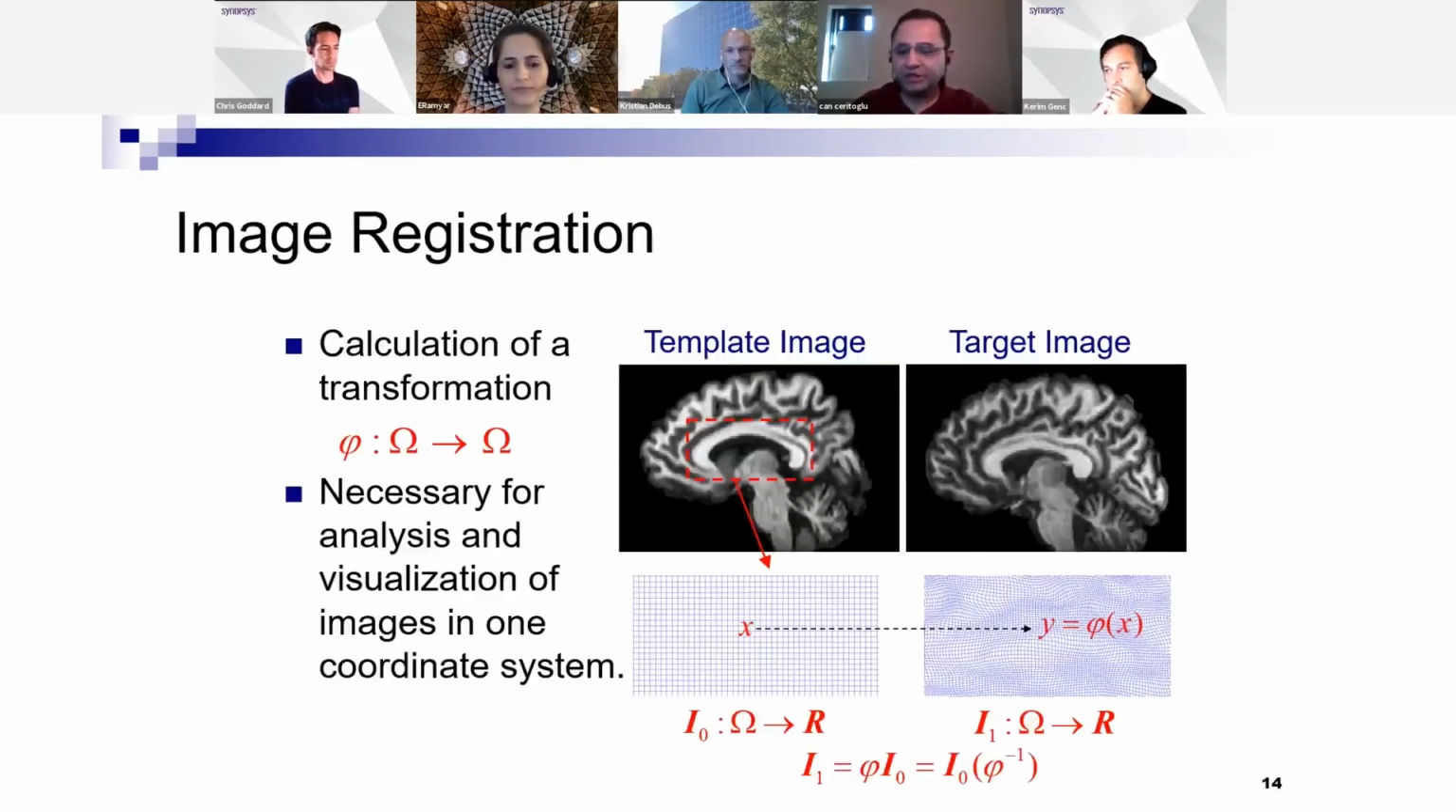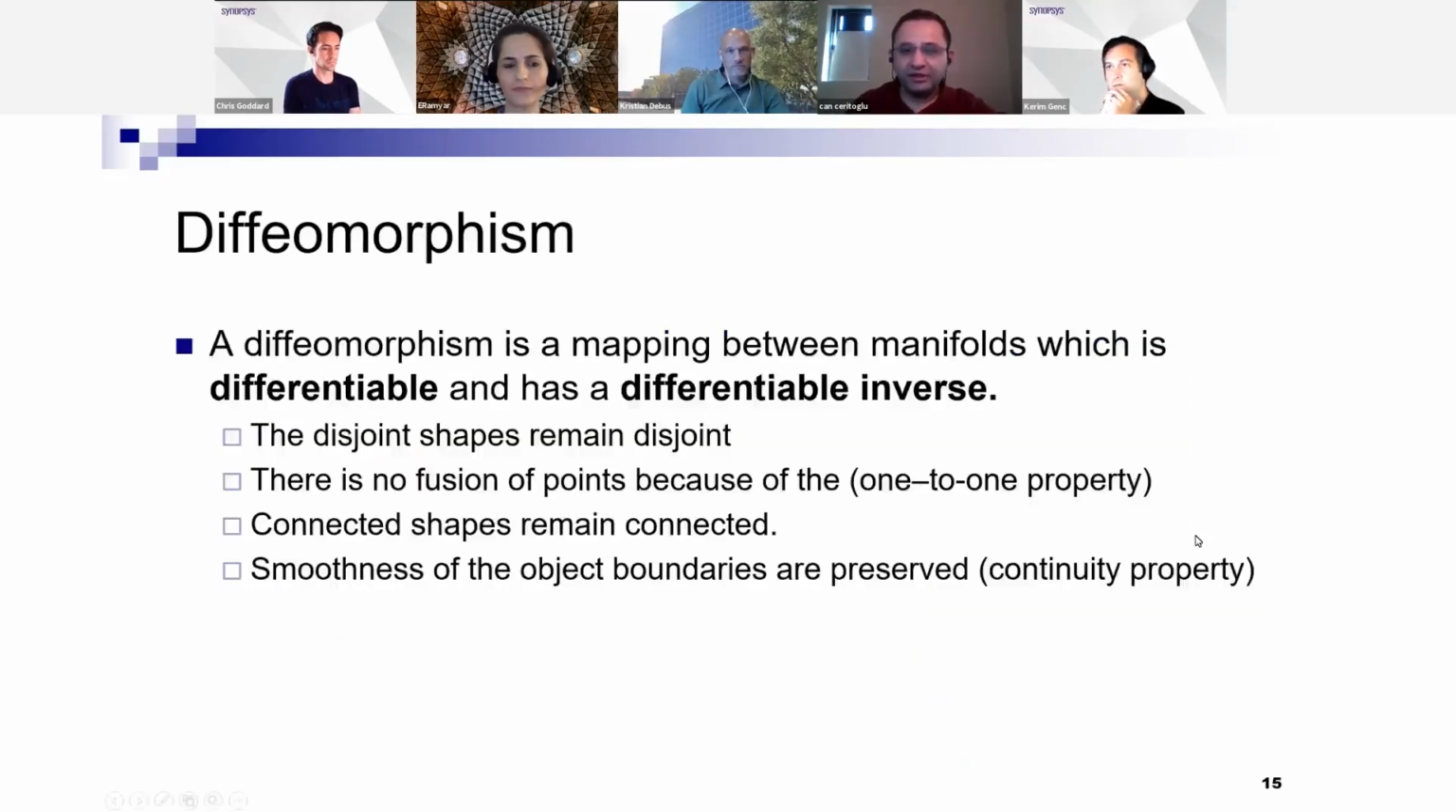When we have biological images or shapes, any calculation of an image registration is simply a calculation of a transformation, or a function, between the spatial coordinates of these two images. For the analysis of biological shapes, we want our transformations to have spatial properties. The important property that we want is for our function to be a diffeomorphism. A diffeomorphism is a function that's differentiable and also has a differentiable inverse.